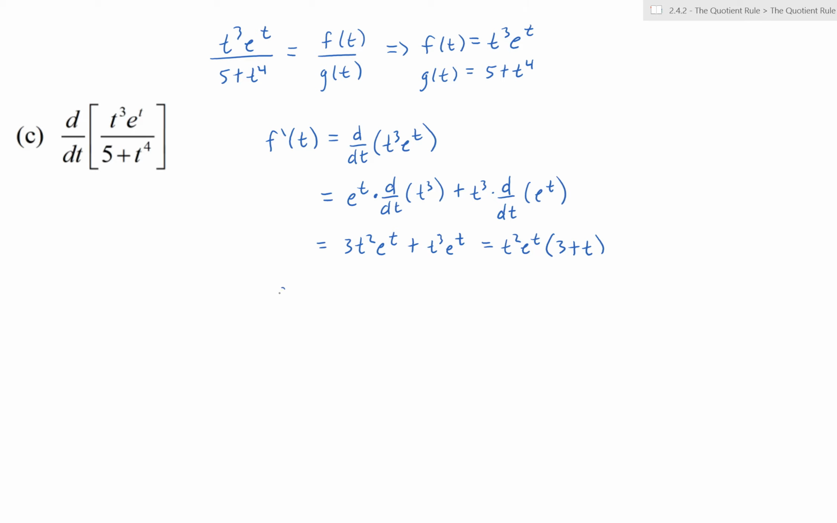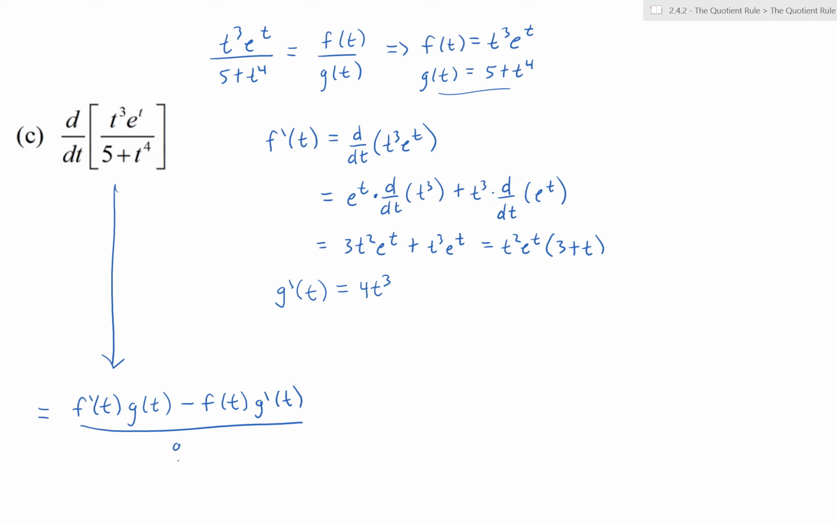Now g prime, we might as well find that too because we need it. G prime of t here is just a little more straightforward, 4t cubed. Remember my g's up here. So then finally we can start piecing together the puzzle here. So this derivative, again, is going to be f prime of t times g of t minus f of t times g prime of t all over g of t quantity squared. That's our quotient rule. And then, of course, f prime, we found we had to use the product rule. So let's replace everything in the puzzle here.